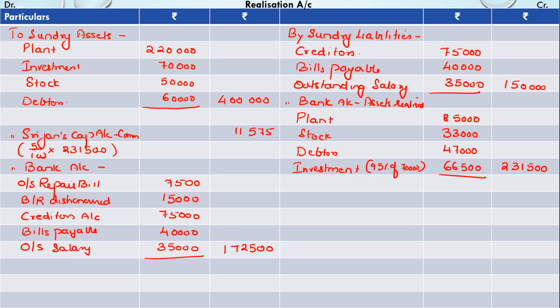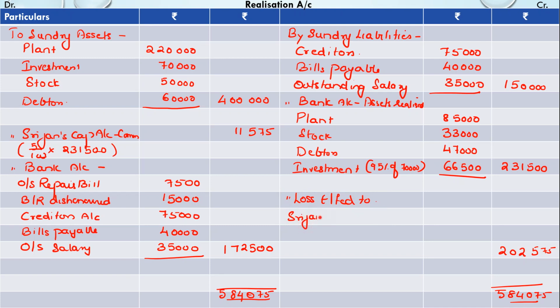In this case, we find that the debits total is more. So we write the total here. The total of this is 5,84,075. Write it on the other side. 5,84,075. So find the difference, subtract these two amounts, and you get the amount of loss on realization of 2,02,575.